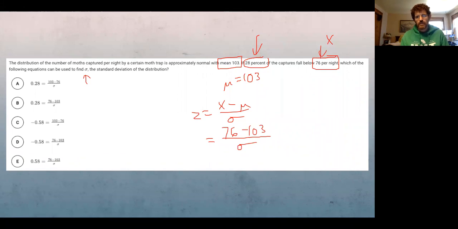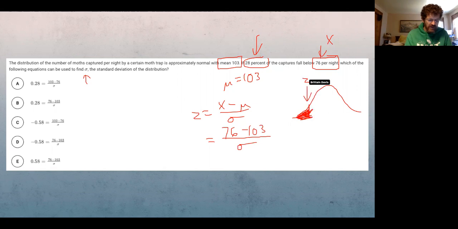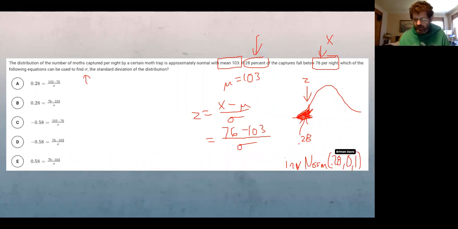So what I want to do is figure out what z-score corresponds to this 28%. All right. So what z-score is that? That gives me 0.28 as an area. And this is an inverse norm calculation. So it is 0.28 from the bottom, and this is where you have to be careful, read it. It says 28% of the captures fall below. So I know it's the lower 28%. So with a standardized normal model like this, that would be my calculation.